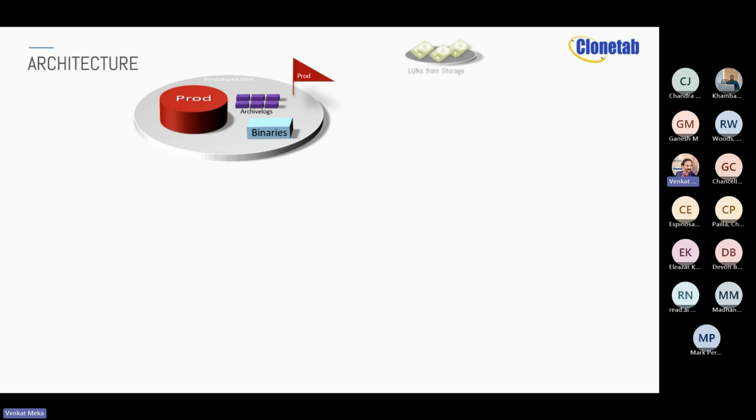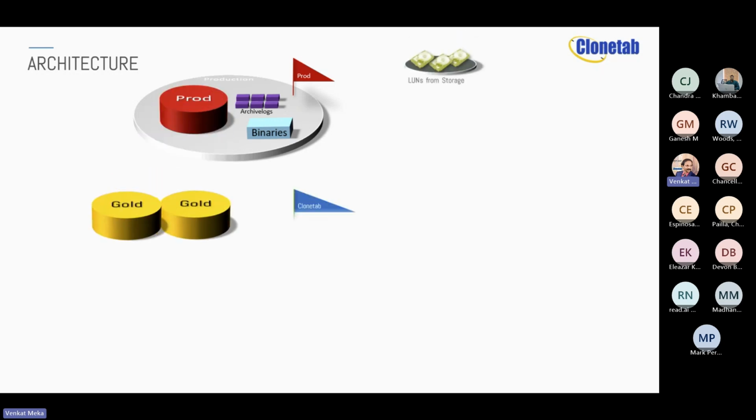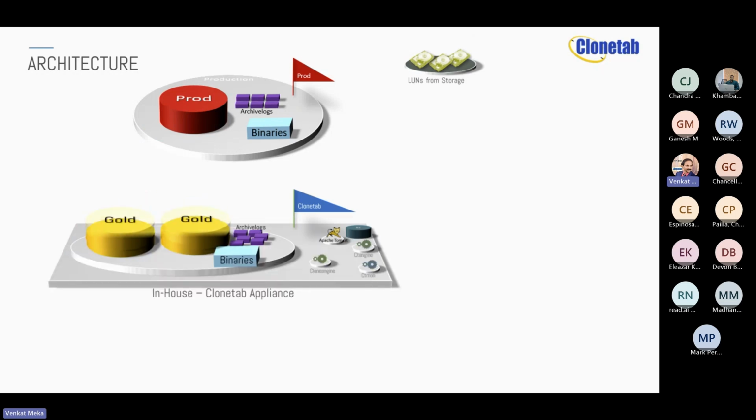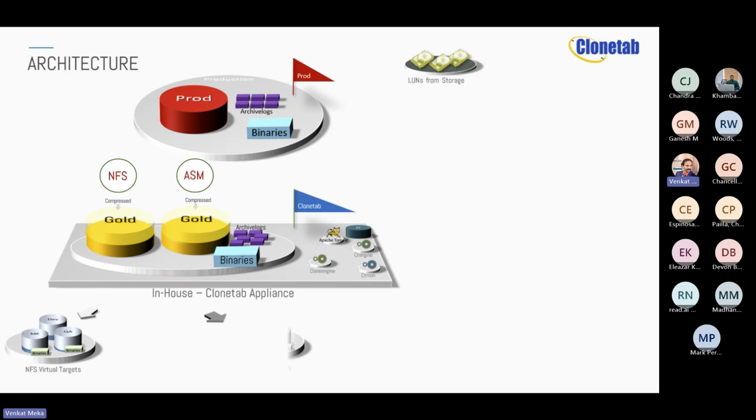Say, for example, you have ExaCS or rack environments. Some of them are rack and some are non-rack. So we can maintain multiple copies. One copy for the ASM file system, another copy for the non-ASM file system. So the Clonetab appliance will take care of that. Of course, the storage will be a little higher because the compressed gold here would normally be like 50%.